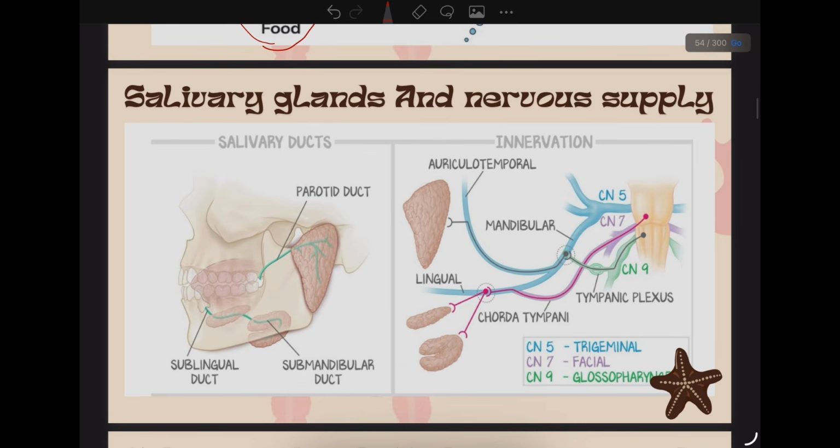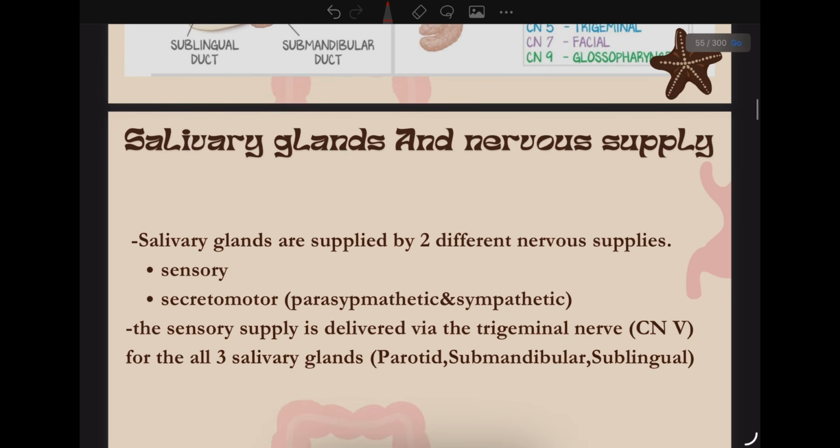Now, the nervous supply of the salivary glands. I want you to know that we divide it at first into two: sensory and secretomotor. Secretomotor could be parasympathetic or sympathetic, which causes the secretion of the saliva, and we'll discuss what each of them does. But for now, I want you to know how the innervation of the parasympathetic is happening.